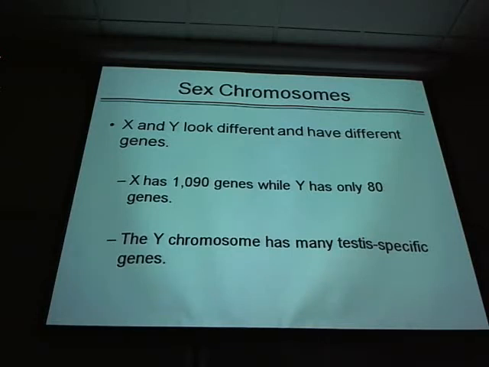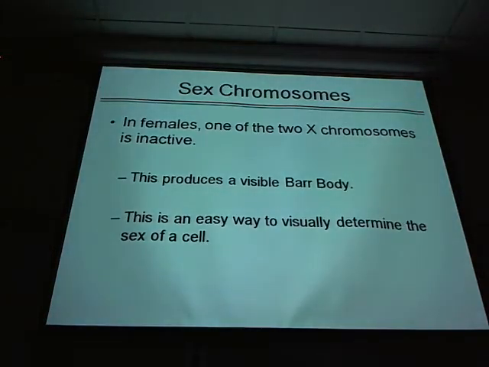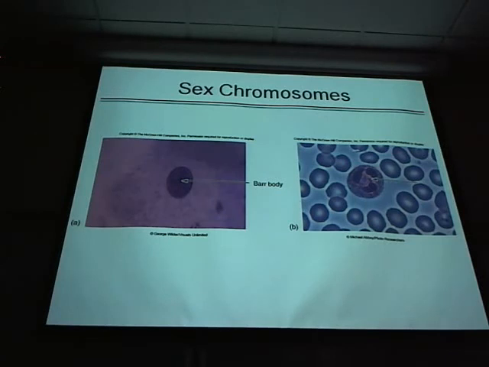X and Y look different and have different genes. Y has many testes-specific genes. One X in the female is active, and the inactive one produces the Barr body. We talked about that when we did the simple stain. Sometimes on the neutrophils you can see that Barr body. They say here it's an easy way to visually determine the sex of a cell. That's not really true. There's a picture of your Barr body on the right. Cool, Barr body.